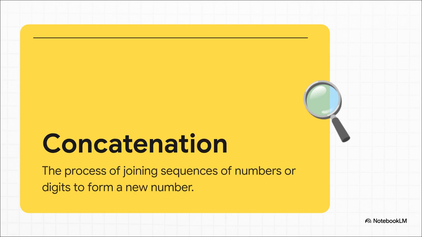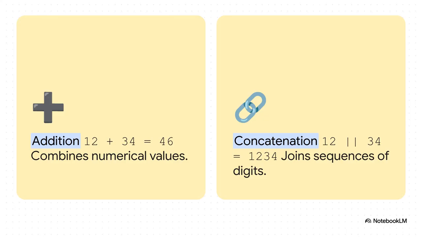And then there's our second tool, concatenation. Now this is a different beast altogether. With this, we're not combining values at all. We're just joining the digits themselves, like linking cars on a train, just sticking them end to end to make a new, longer number. And this slide just makes the difference so obvious. With addition, 12 plus 34 gives you the value 46. Simple. But with concatenation, if you concatenate 12 and 34, you get the number 1,234. See? You start with the same two numbers, but you end up in completely different places.